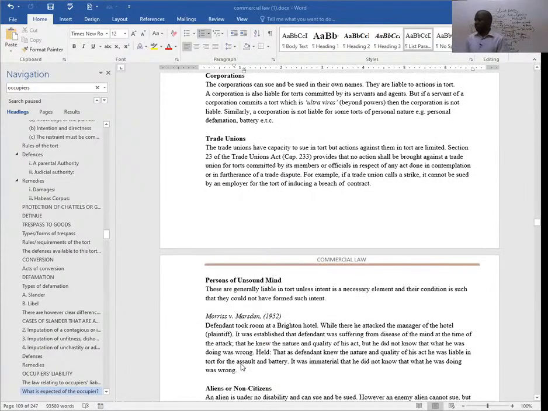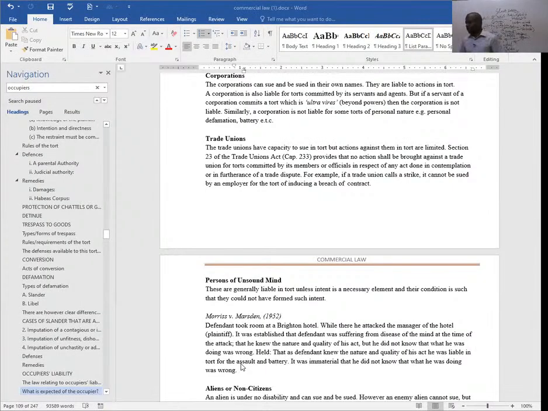What of persons of unsound mind? These are also protected under the law. They are generally liable in tort unless intent is a necessary element, and their condition is such that they could not have formed such an intent.